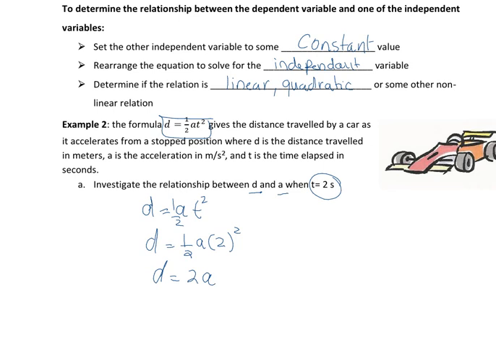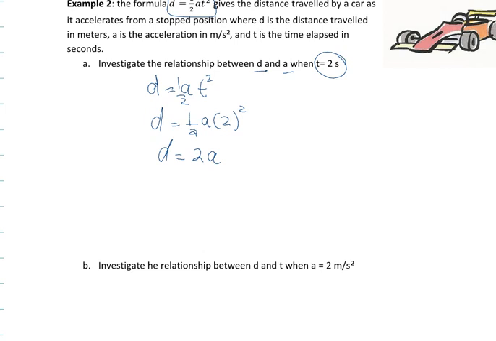So if you look at this, what kind of relation do I have between D and A? Is it linear? Is it quadratic? Or is it something else? It's linear, because the degree on the independent variable is 1. So this is a degree of 1, so that's a linear function. So it's a linear relationship between distance and acceleration. If I want to draw distance and acceleration, it's going to be a linear function. This is what it means.